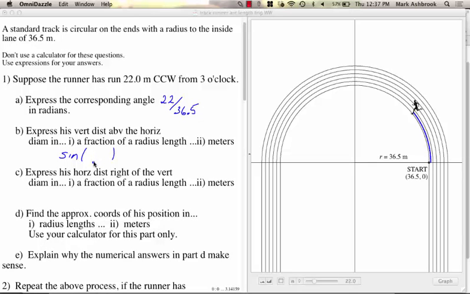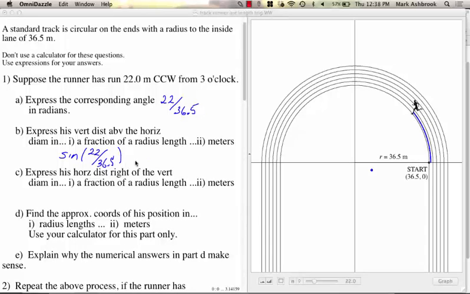36.5. Daniel, do you agree with that? What is the input into sine? Because what is the input into sine in general? Measure of the angle, what? So counterclockwise from 3 o'clock. You can use any angle measure, but we're using radians. So here's the input. It's going to be an angle measure, and this is going to be what angle was swept by the runner. So 22 over 36.5. And does that give meters or something else?